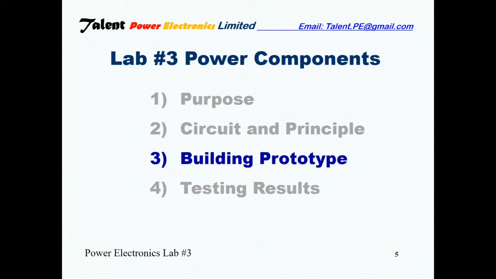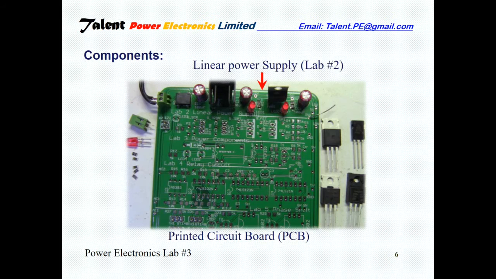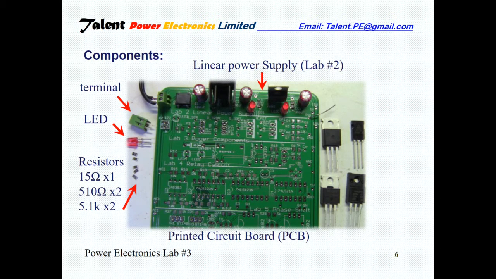Now we're going to look into building our prototype. The components used in this lab are the PCB, printed circuit board, your linear power supply from Lab 2, a terminal, an LED, 5 resistors, one 15 ohms, two 510 ohms, and two 5.1K. And then you have the four power components, as shown on the right: an SCR, a triac, an IGBT, and a MOSFET.